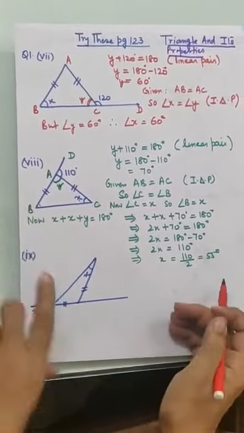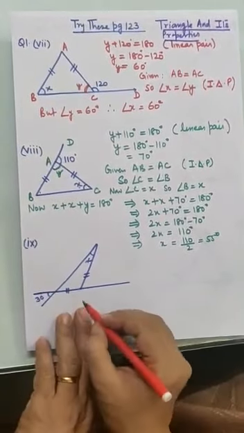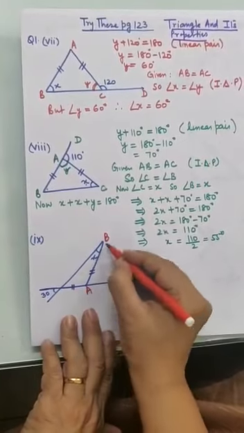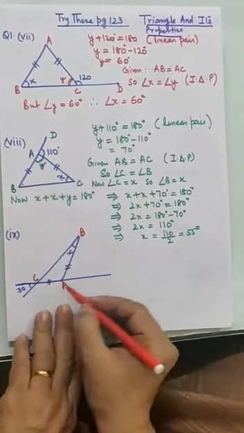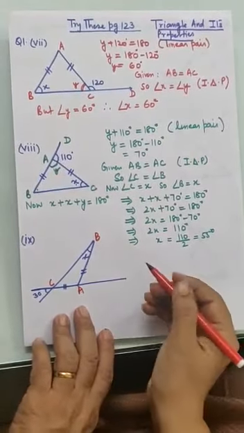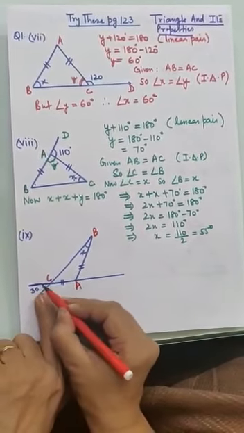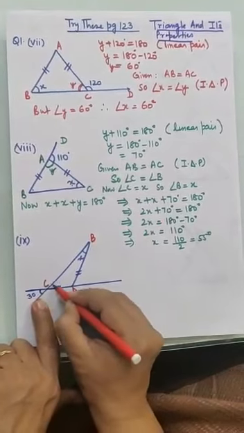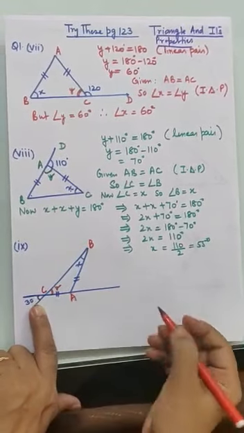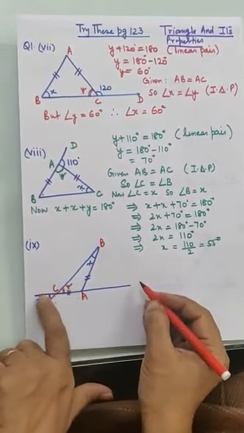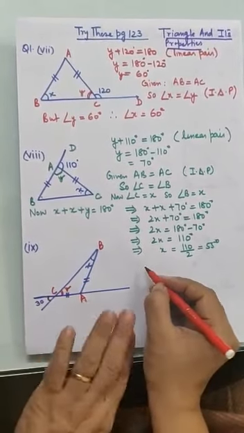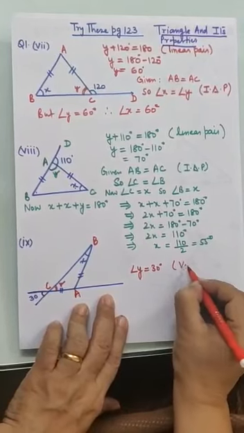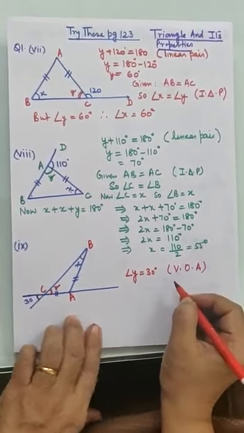Alright. Now coming to the 9th part. Again we name the triangle, say A, B, C. Right? Now see here. This angle is given 30 degrees. We have to find the value of x. Now let us name this angle as y. So you see here 30 and y are vertically opposite. So you write here angle y is equal to 30 degrees. Why? Vertically opposite angles.